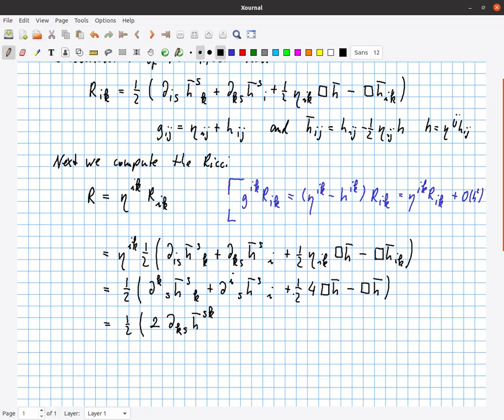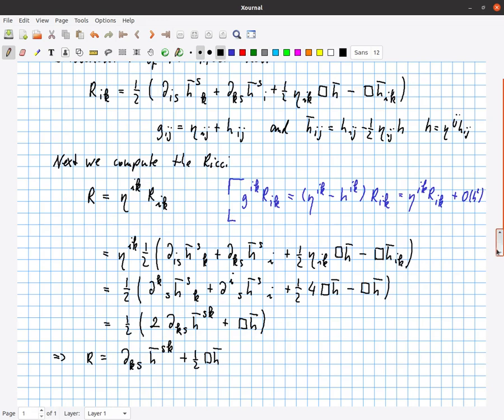Here we have 2 minus 1, which means we are left with exactly 1 box h bar. And this gives that the Ricci scalar is partial_k partial_s h bar sk plus 1/2 box h bar.